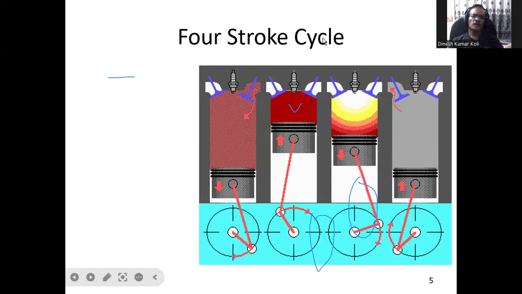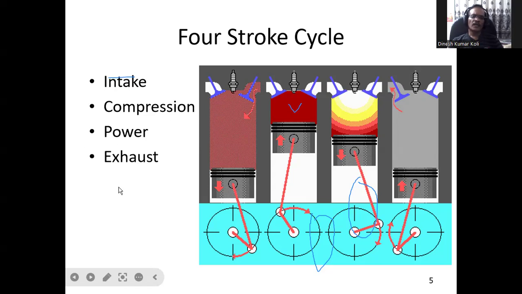Now here you will see the different processes. The different processes are the intake, then compression, then power, and then exhaust. These are the four processes you can see here. If we see one by one, this is the inlet valve and this is the exhaust valve.